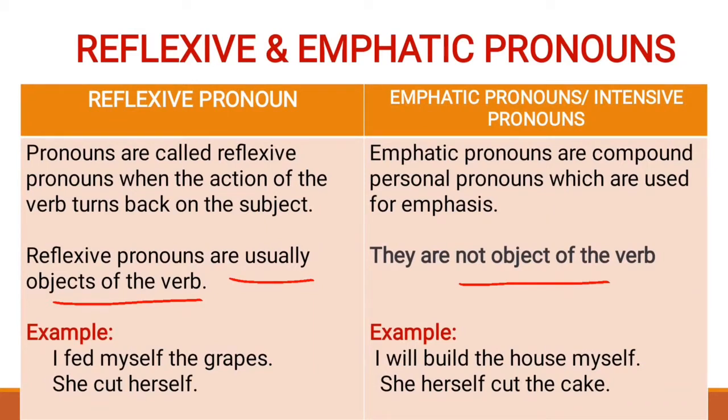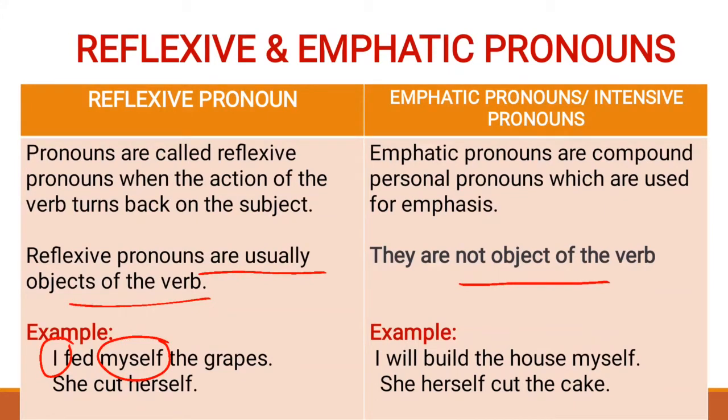When I say, I fed myself the grapes, my action of feeding is reflecting back on the subject, myself, and that is why it is a reflexive pronoun. When I am using myself in this sentence, it is playing the role of a reflexive pronoun. And according to the second rule, I is the subject here and myself is playing the role of an object in this sentence.